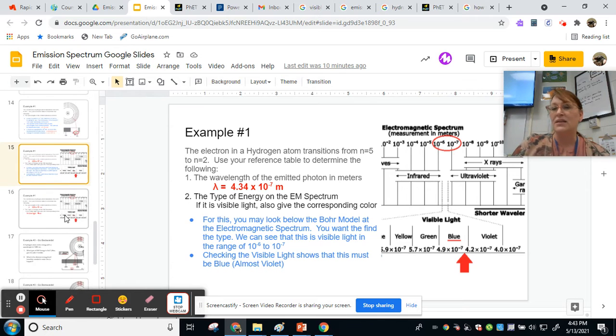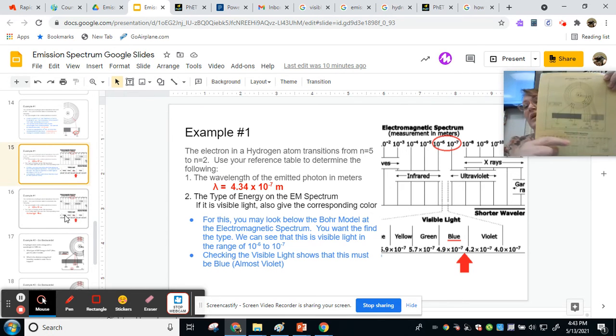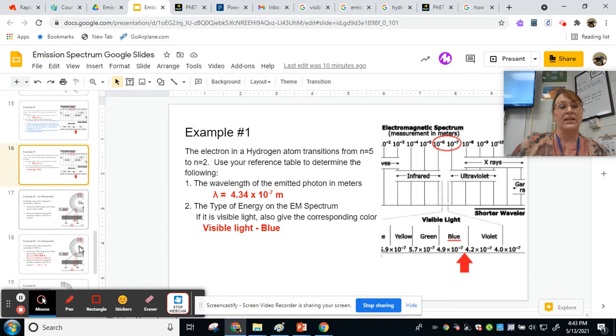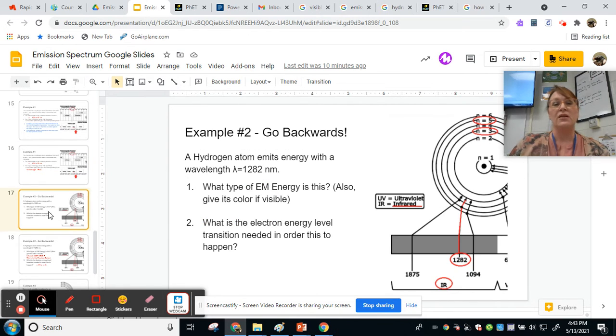All right, and that's an example of how to use your Bohr model and figure out the corresponding wavelength and determine what type of electromagnetic energy it is. And then if it's visible light, you say what color it is. Okay, so those are my final answers there: 4.34 times 10 to the negative 7 meters and visible light, blue. Let's look at another example.